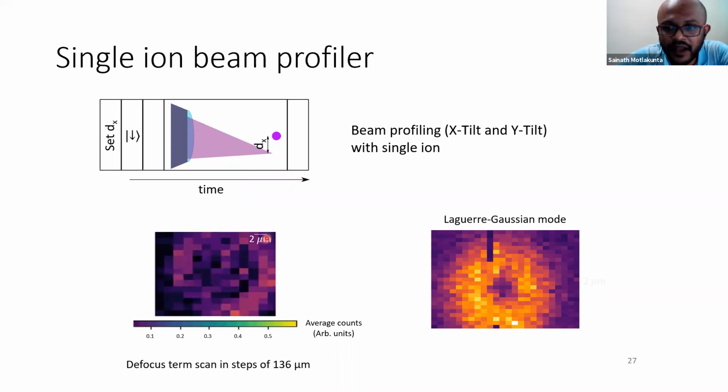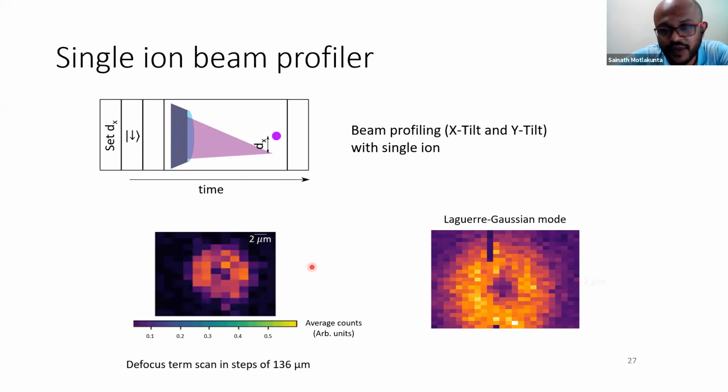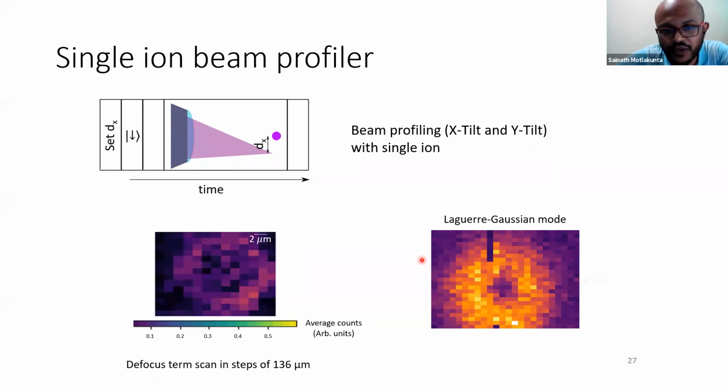In this picture, we changed the defocus term, which effectively translated the focal point of the beam across the ion plane. You can see the extreme sensitivity of the measurement: with only a little light, we can see the defocus rings. So we are not just limited to Gaussian beam profiles. We could also measure Laguerre-Gaussian or donut modes produced by the DMD, by similar 2D scans. That's pretty cool.